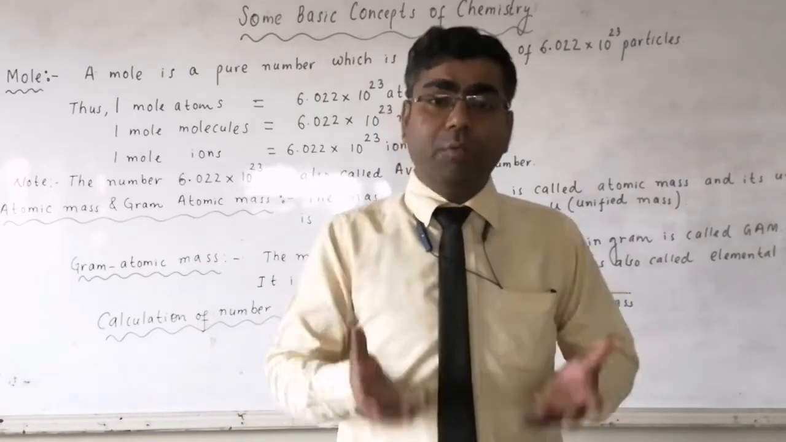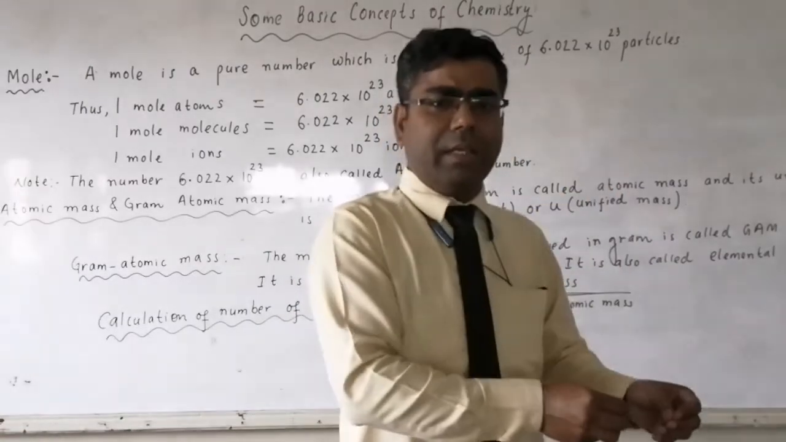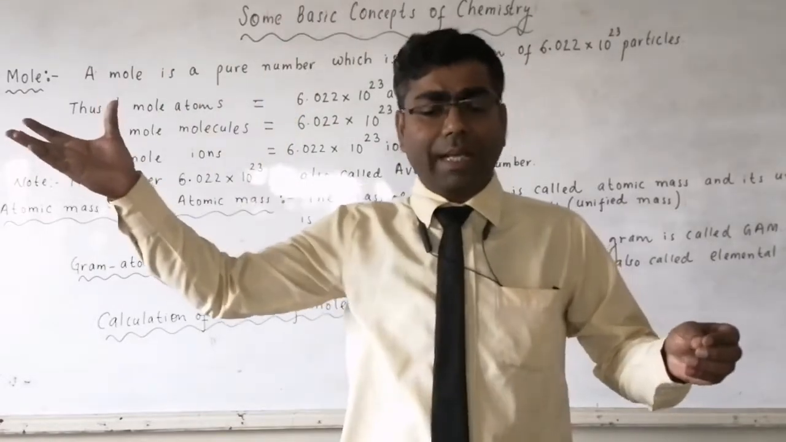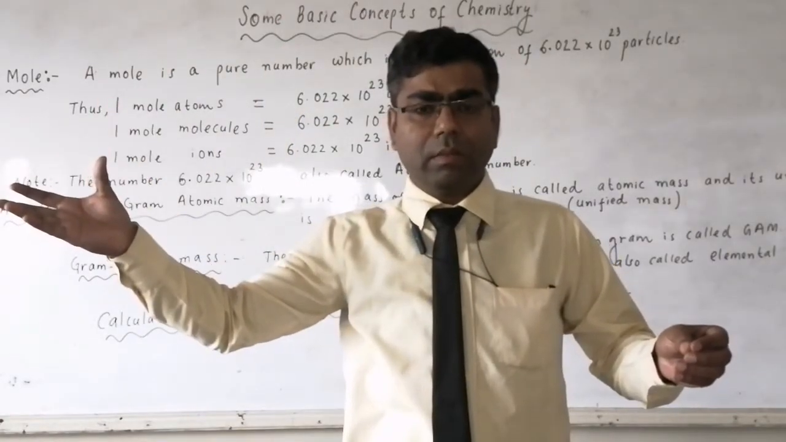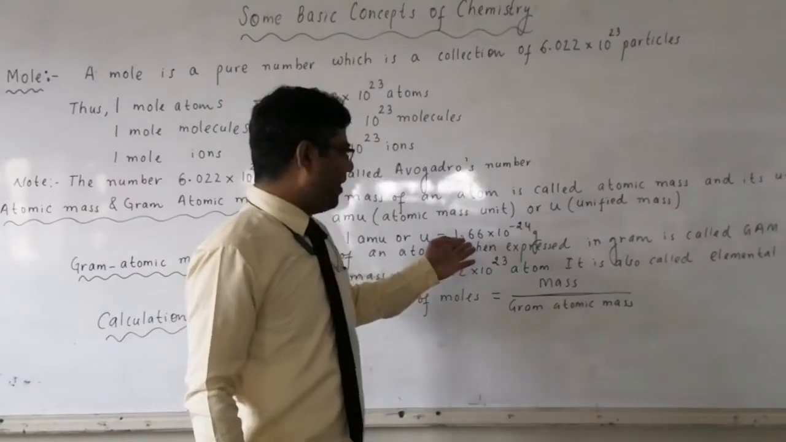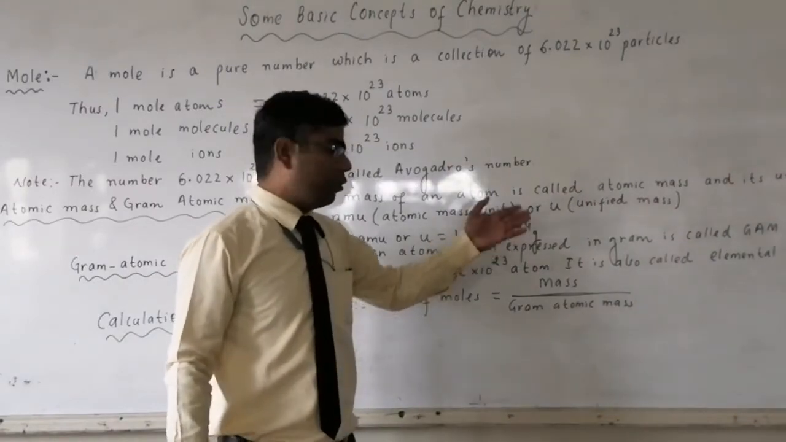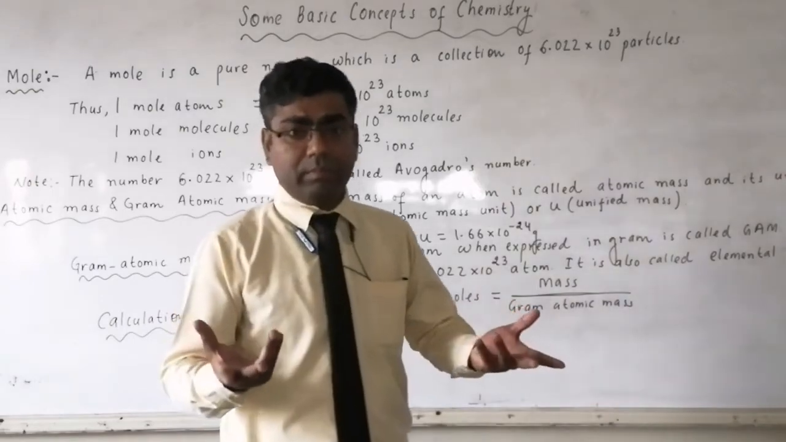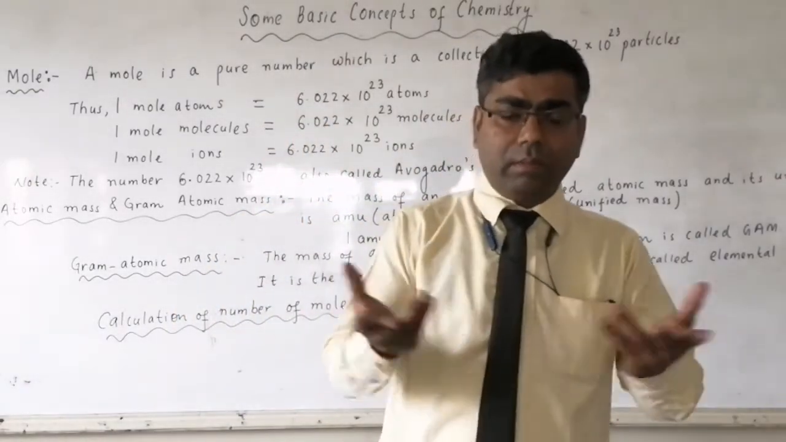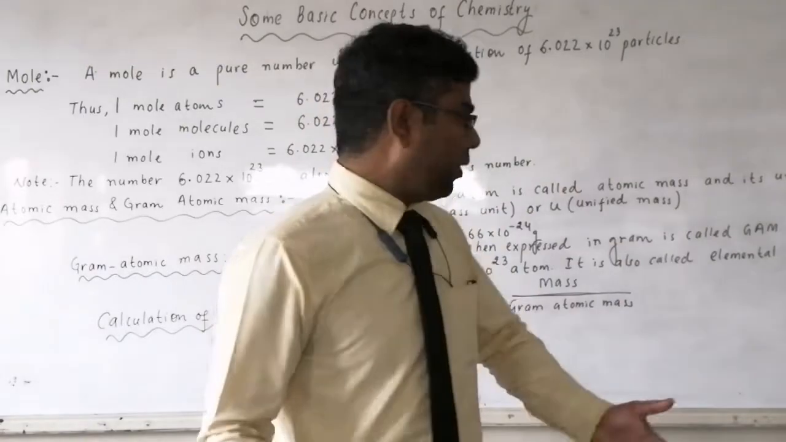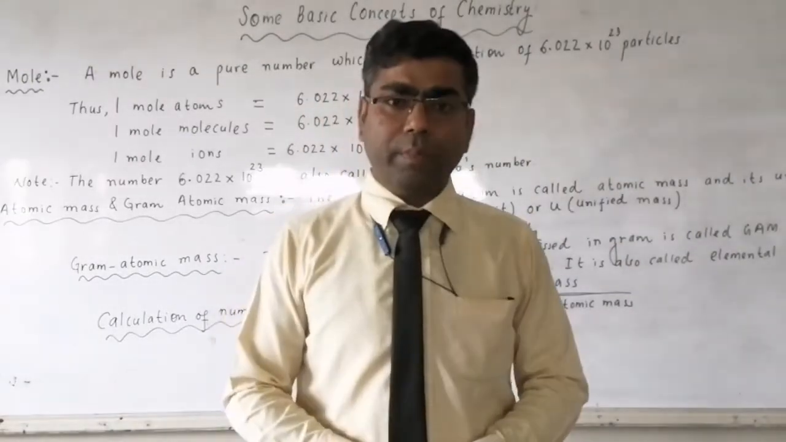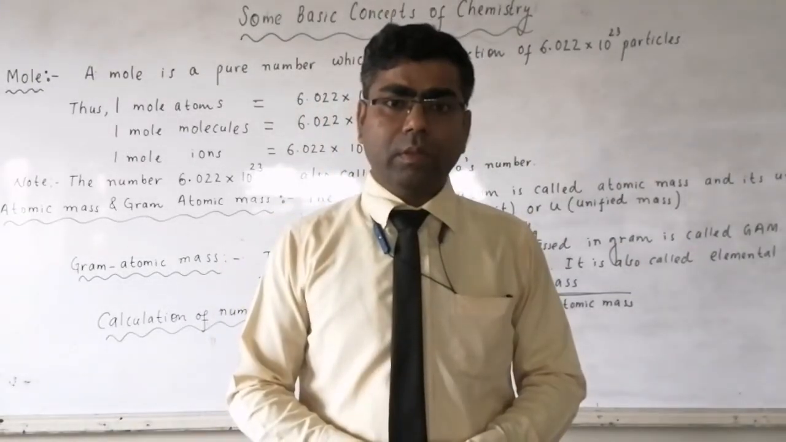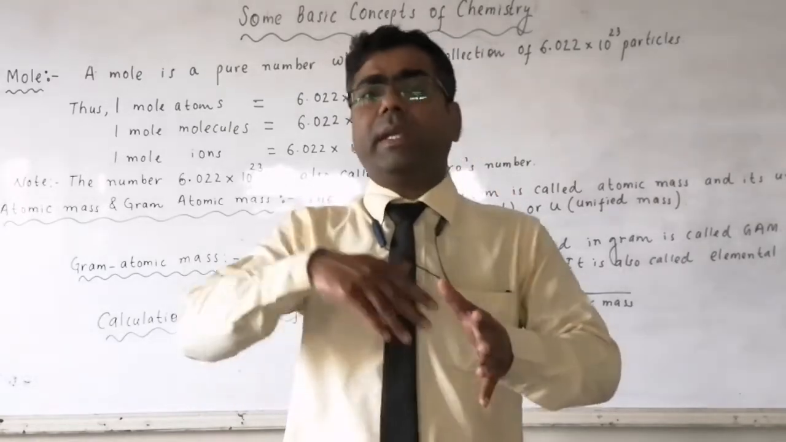Now how can we convert such a small mass to such a large mass? 1 AMU is simply 1.66 × 10^-24 gram. But 1 gram is a big mass if compared with this value. So how is this 1 AMU converted to 1 gram?